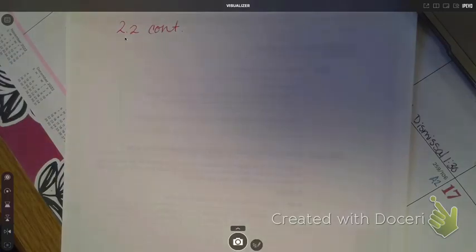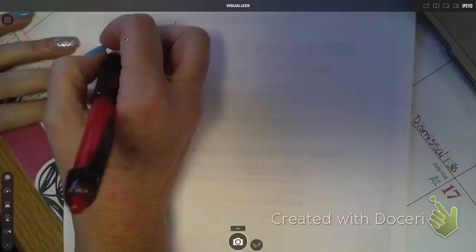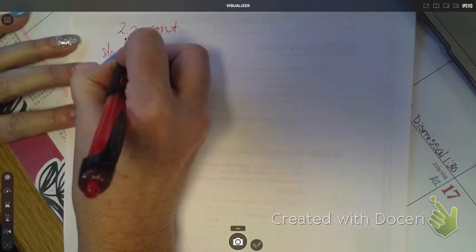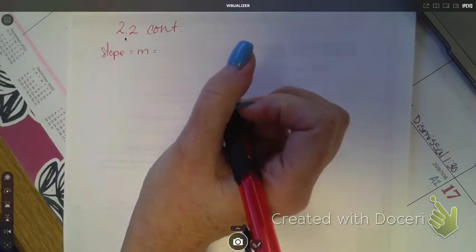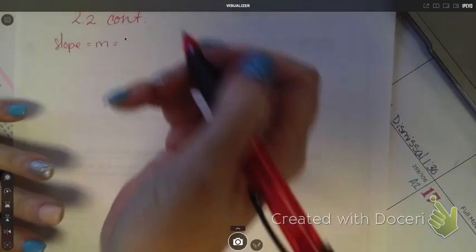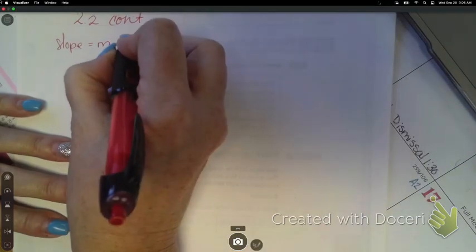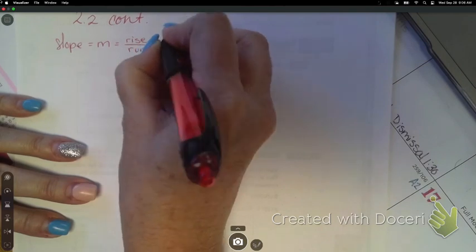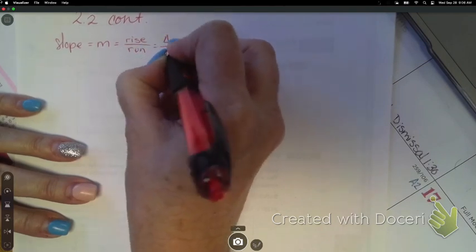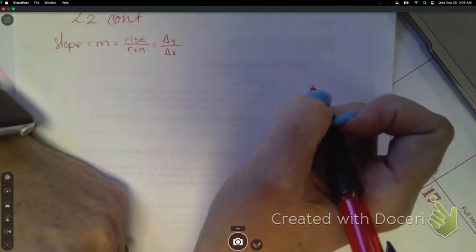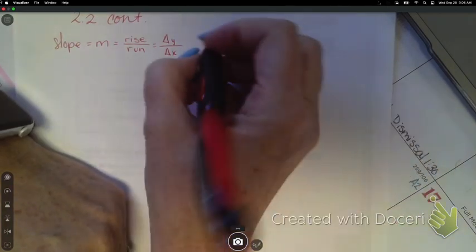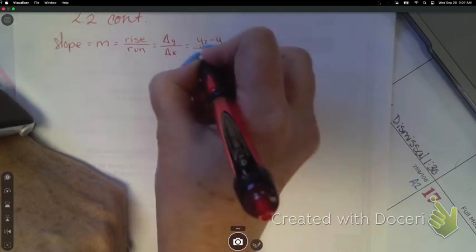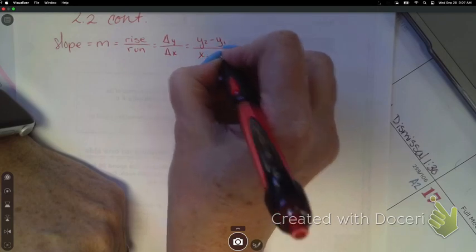Okay, so 2.2 continued. Yesterday we found slope, and slope is m. That's the variable we use, correct? Yes, sir. And it is rise over run. So that is the change in the y's over the change in the x's, right? Y over x. Some of you were having issues with that yesterday. And the equation is y2 minus y1 divided by x2 minus x1.